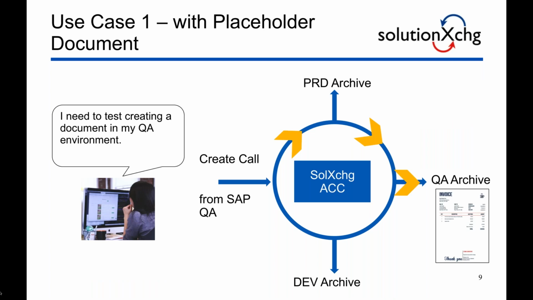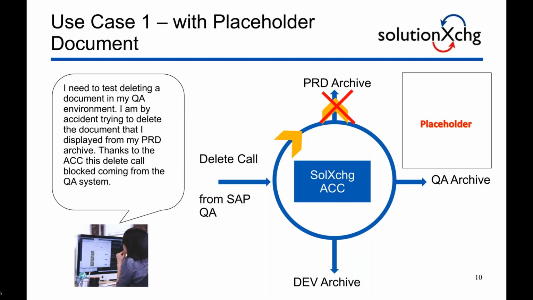Again, creating new documents: when a test user, even with a placeholder, creates a new document, that document moves right into the QA archive and is fully visible to the user. And deletes obviously are not allowed from production, even with a placeholder document as well.